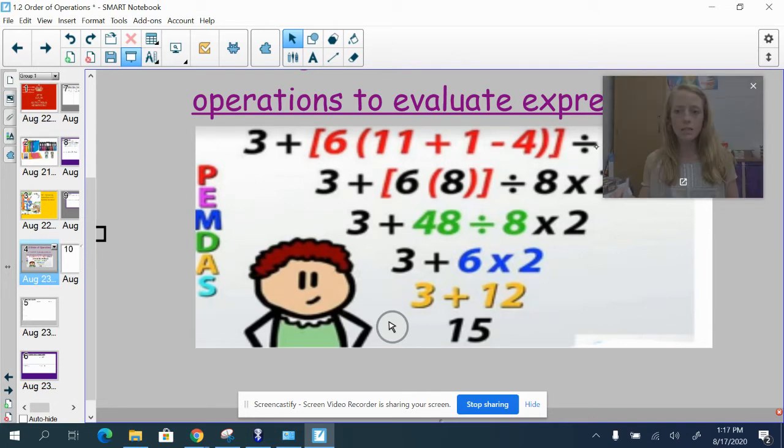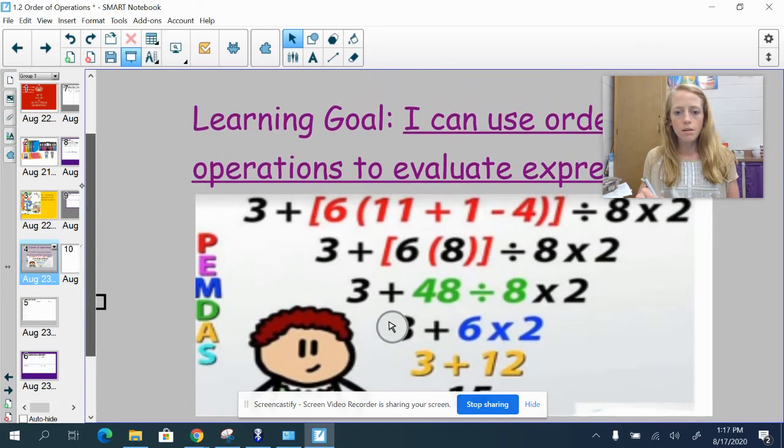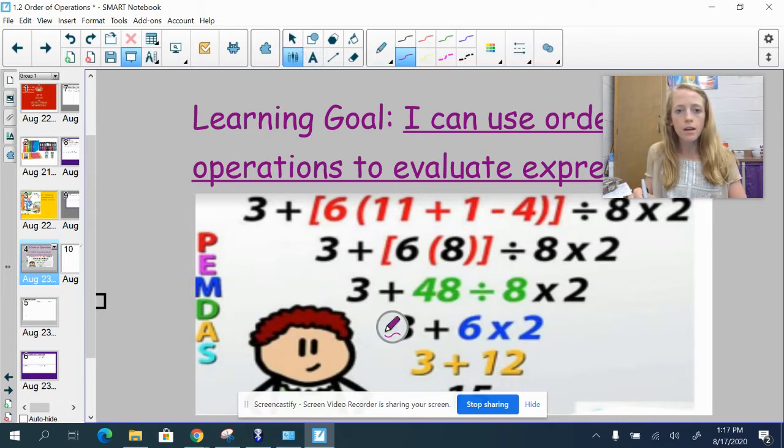Now you should have already taken a minute to solve this problem here at the top. That was your warm-up question. So now let's go through it real quick. The first thing you're going to do is look at the P, the parentheses. Inside the parentheses, you've got addition and subtraction. Addition and subtraction actually go together. When you see addition and subtraction, you just go left to right.